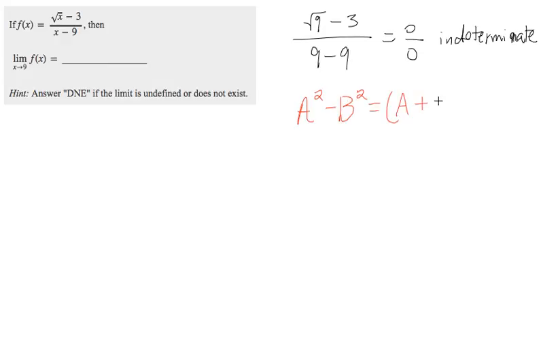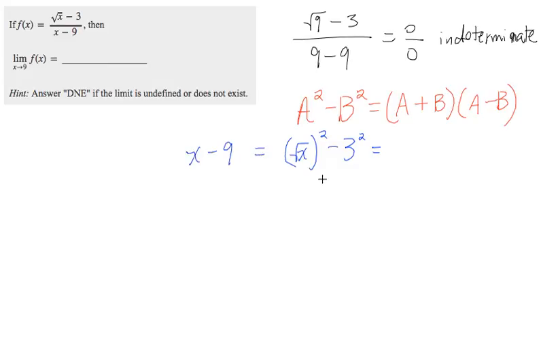A squared minus b squared factors into a plus b times a minus b. Now you're probably looking at that thinking, but there's no squares here, right? But we can treat x as if it's the square root of x squared. Okay, so what I just said is we can treat this as square root of x squared minus 9, or 3 squared. That's that denominator, x minus 9.